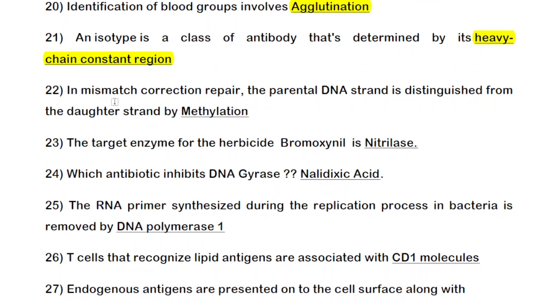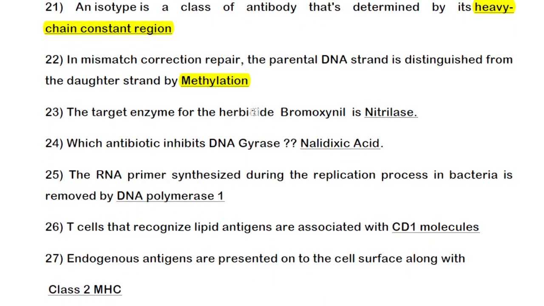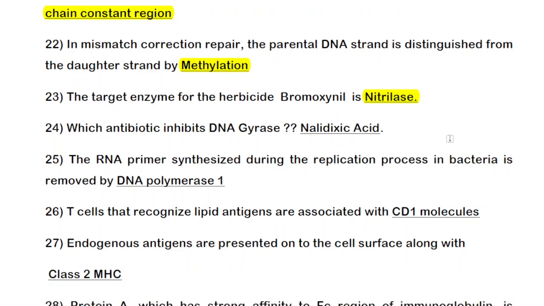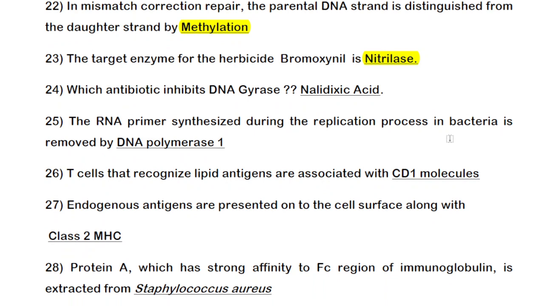22nd, in the mismatch correction repair system, the parental DNA strand is distinguished from the daughter strand by the process called methylation. 23rd, the target enzyme for the herbicide bromoxynil is nitrilase. You need to know the target enzymes for other herbicides also. So don't forget to read about that particular thing.